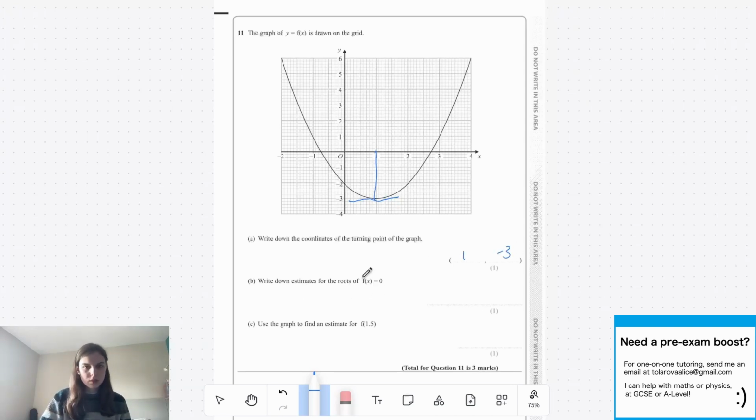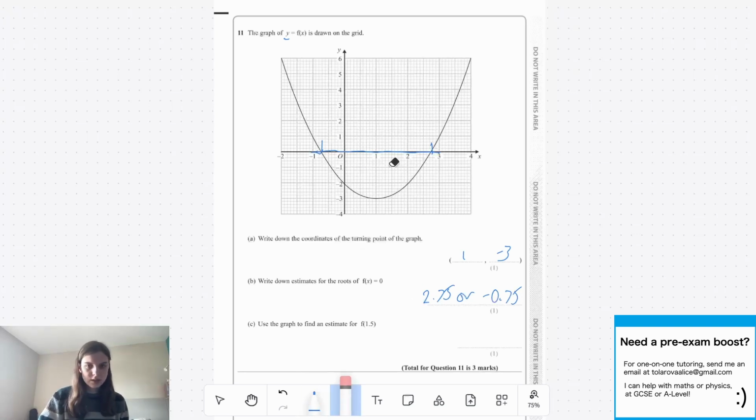Estimate the roots. Write down estimates for the roots of f of x is equal to 0. So in this case, if f of x is equal to 0, that means y will be equal to 0. So that is just the classic root that I'm sure you're familiar with. So we've got 2.75 or negative 0.75.